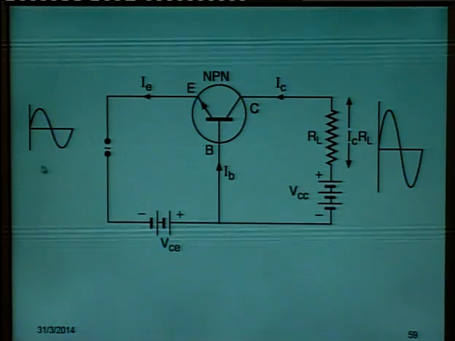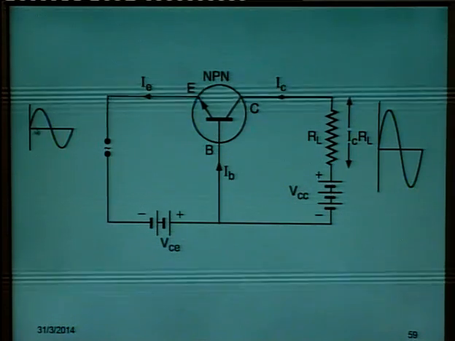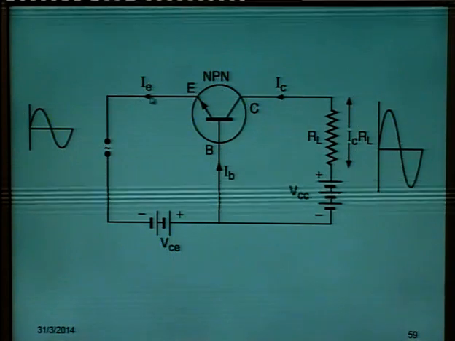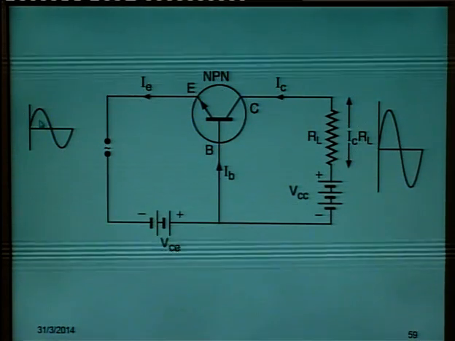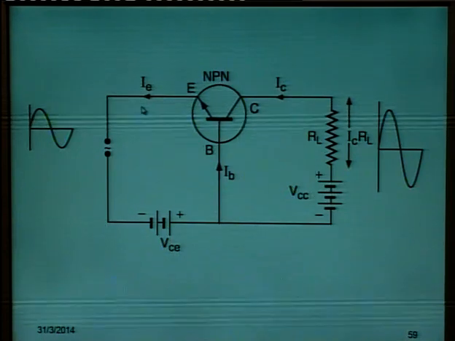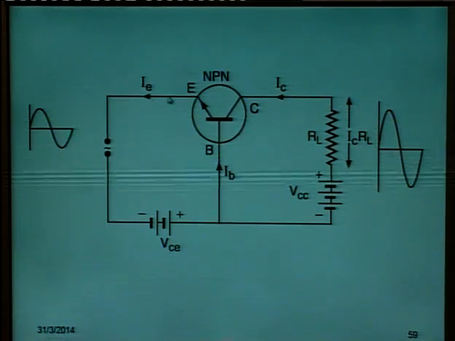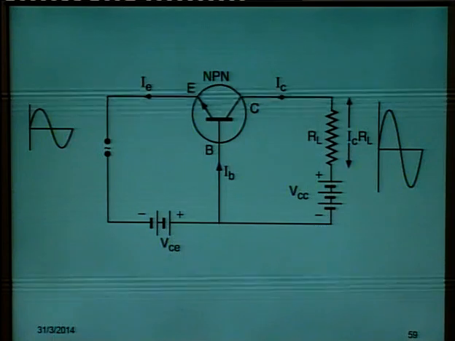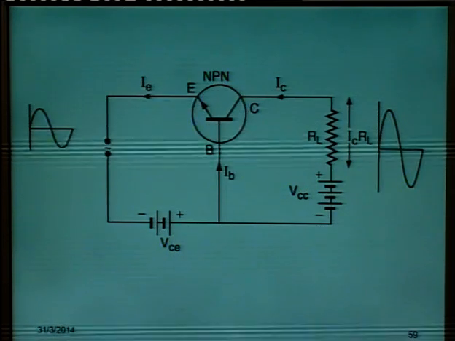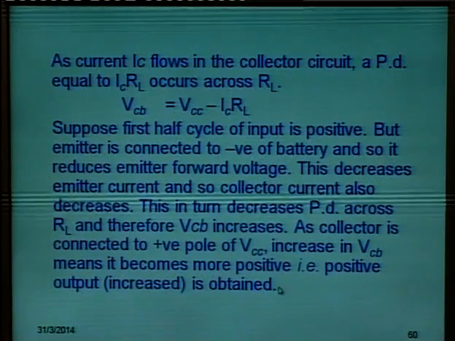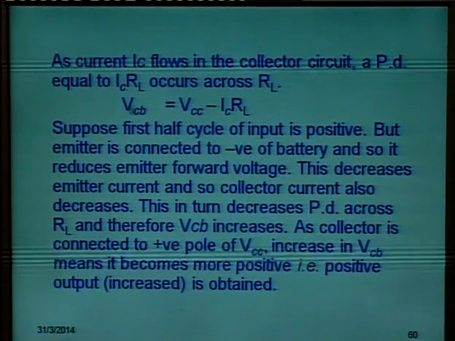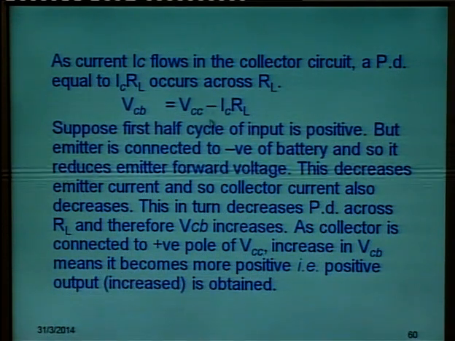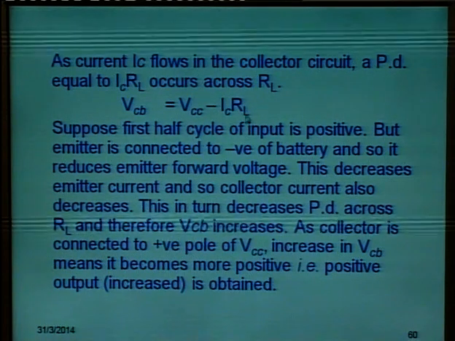Now, when we apply a voltage here and the positive half cycle comes onto the emitter, as the emitter is connected to the negative, this positive terminal decreases the forward biasing. So emitter current is decreased, and emitter current we know is the sum of base current and collector current. If emitter current decreases, base current decreases. If base current decreases, collector current also decreases. The voltage on the collector is equal to the battery voltage applied minus the product of current and load resistor.